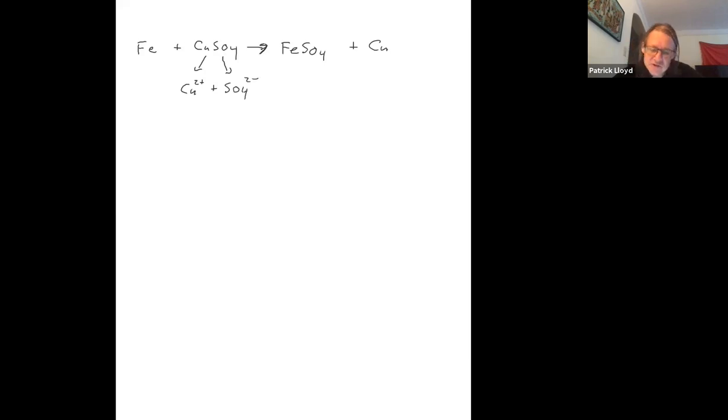That's an ionic compound. So we could write it that way. Same thing with the product side. You've got iron and you've got sulfate. Sulfate's negative 2, so that means the iron's got to be positive 2.